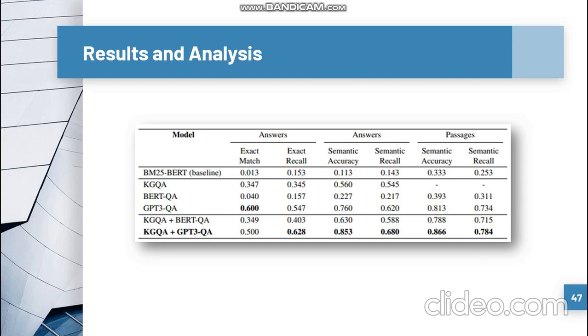For BM25 BERT, the exact match was 0.013, knowledge graph question answer was 0.347, BERT question answer was 0.040, GPT-3 was 0.600, and the combination of knowledge graph question answer plus BERT question answer was 0.349. The combination of knowledge graph question answer plus GPT-3 question answer was 0.5500. As you can see, 0.600 for GPT-3 question answer worked the best for exact match, while for exact recall, semantic accuracy, semantic recall, and passages, the combination of knowledge graph question answer plus GPT-3 question answer model worked the best.